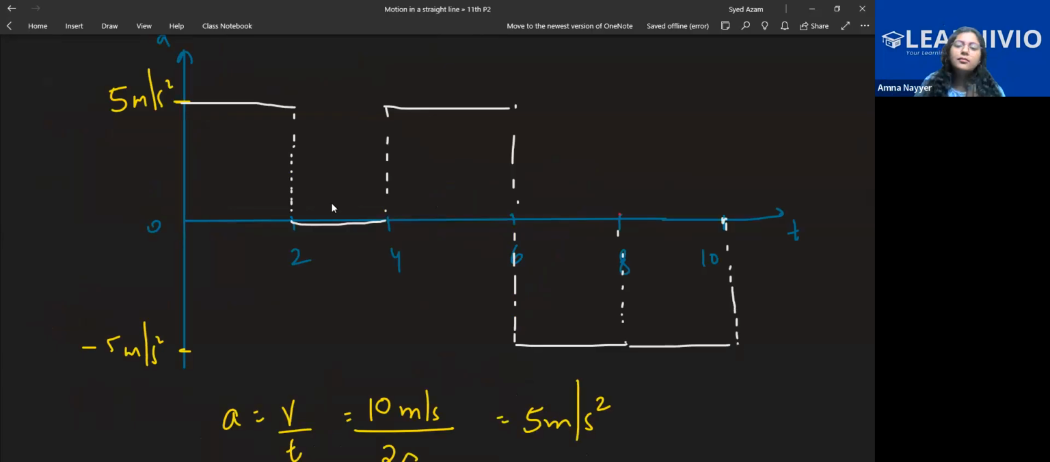This is the final value at 10. Got it? Negative, draw it in the negative.